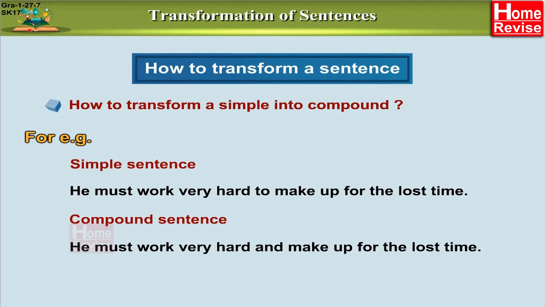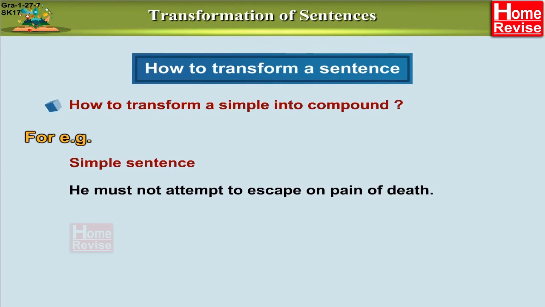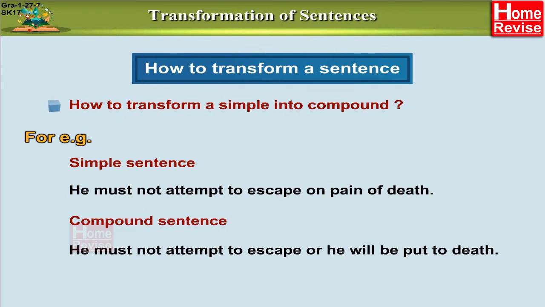Now, let's take another example. He must not attempt to escape on pain of death. This is again a simple sentence. Let's see how to convert it into a compound one. He must not attempt to escape, or he will be put to death. Or is the coordinating conjunction that we have used to change this simple sentence into a compound one.